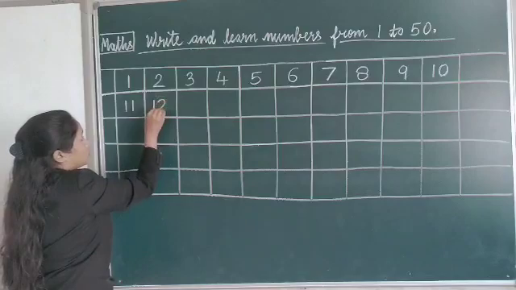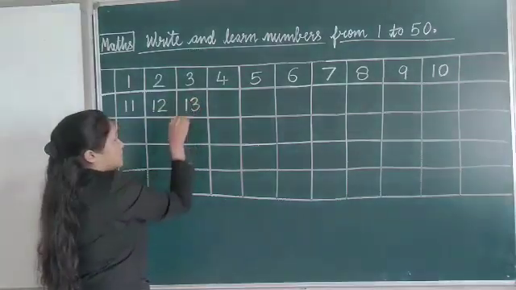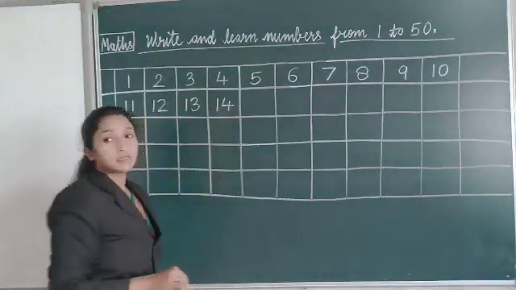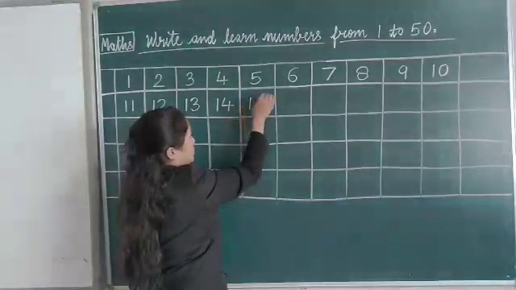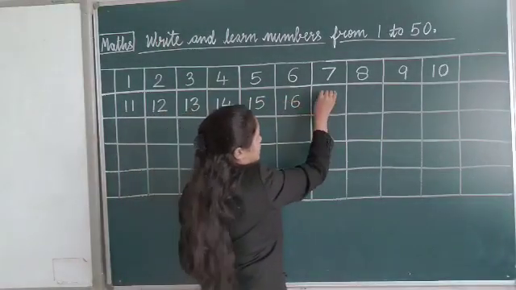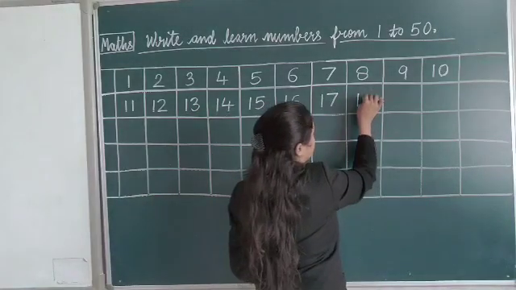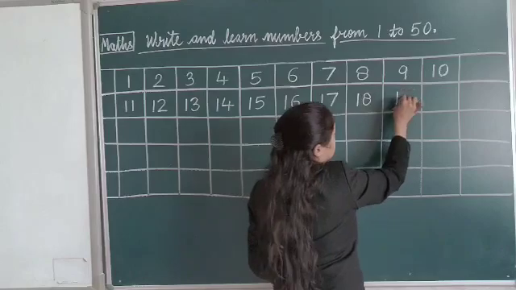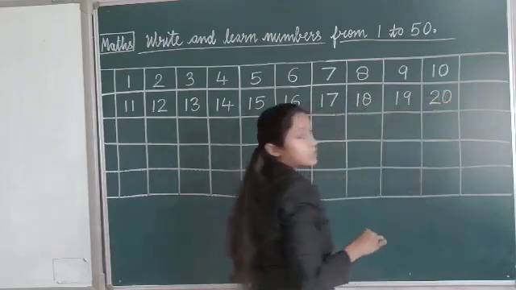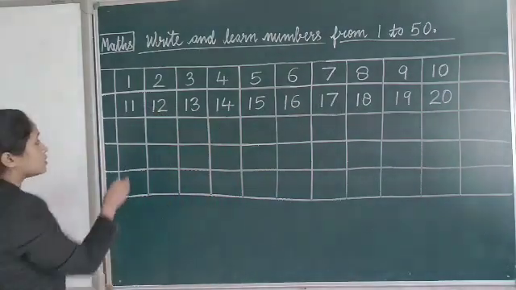1, 2, 12. 1, 3, 13. 1, 4, 14. 1, 5, 15. 1, 6, 16. 1, 7, 17. 1, 8, 18. 1, 9, 19. 2, 0, 20. What comes after 20?